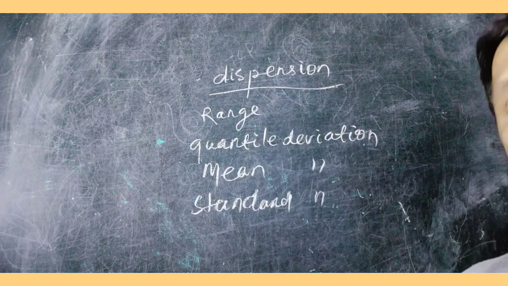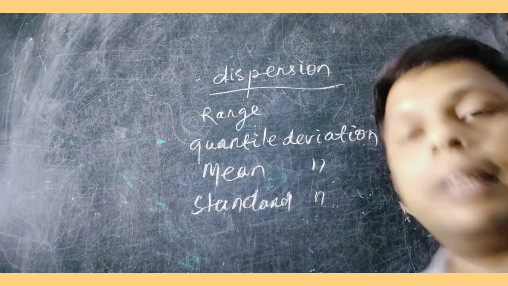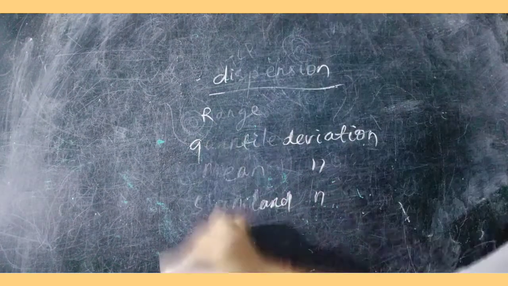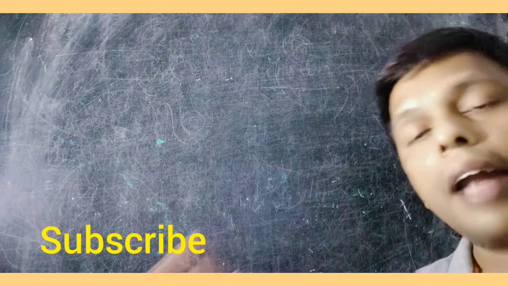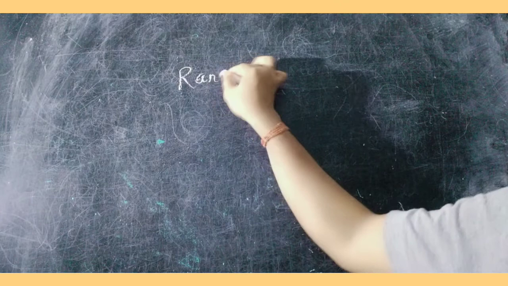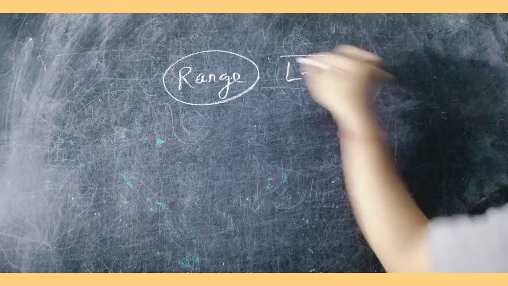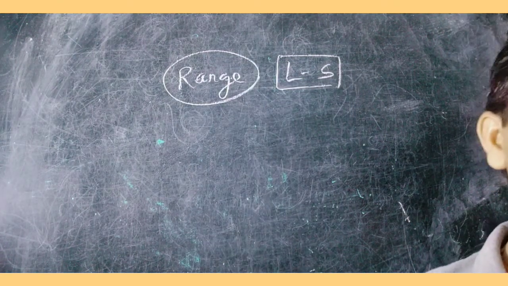In this video particularly we will discuss the short topic, that is range. What do we mean by range, what is its utility, and how can it be calculated? The range is defined as the difference between the largest and smallest value. The range is defined as largest minus smallest value in an observation.